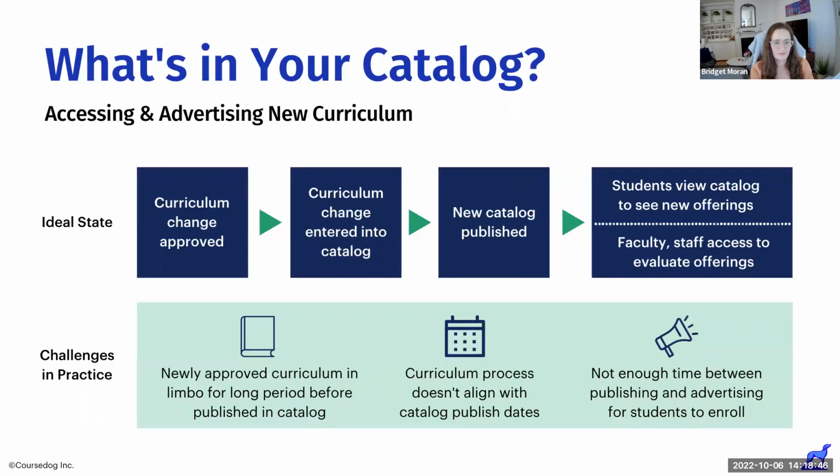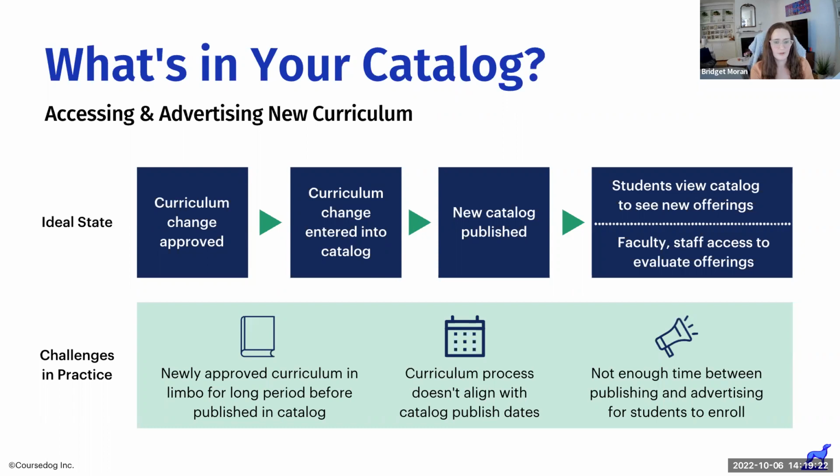So I want to shift gears here and talk a little bit about the connection between the curriculum and the catalog, or some institutions might refer to it as the bulletin. Ideally, once new curricular offerings are approved, they are then entered into the newest version of the catalog. This new catalog is then published and students are able to see the new offerings. Faculty and staff also use the catalog to access and evaluate offerings. So this sounds simple enough, right? But I'm sure for many of us on the line, we know that it really never is that simple.